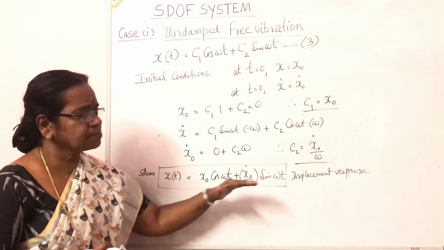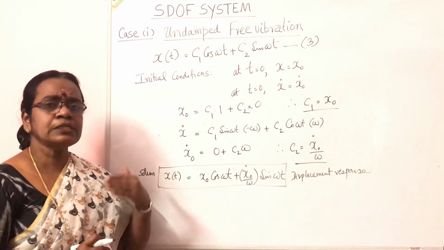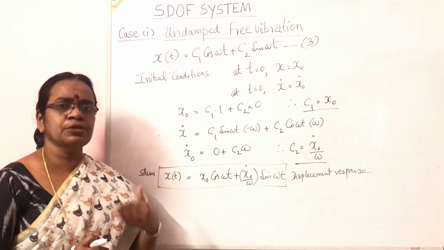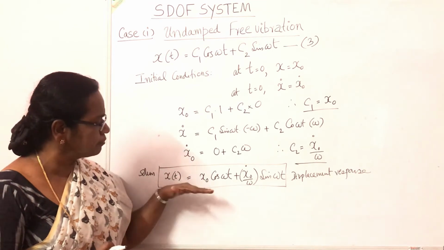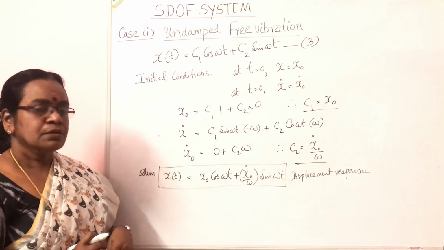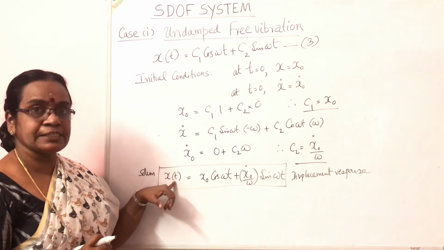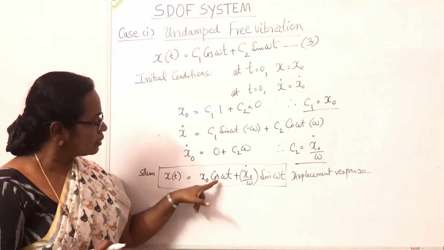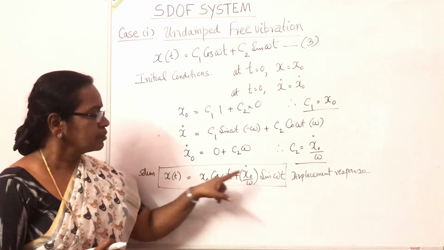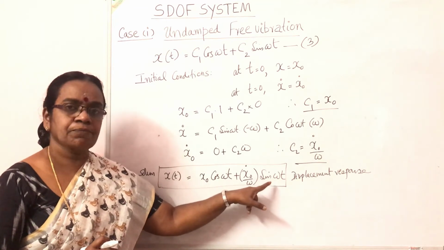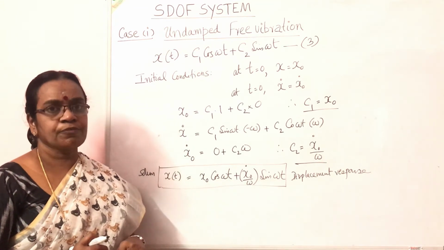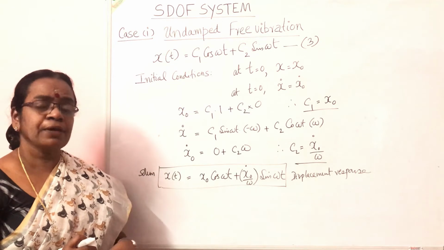So this much part is purely mathematics. Now what is the significance? As an engineering student, you should understand the physical significance of this. What does this represent? The displacement at any time. Here there is a cos omega t term and a sin omega t term. These two are harmonic functions. Harmonic functions are periodic functions.